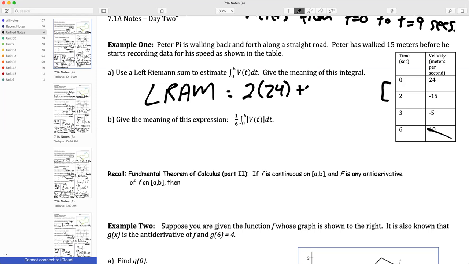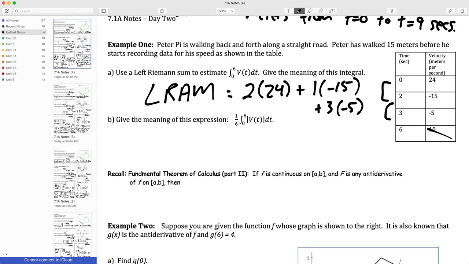The next rectangle, it goes from 2 to 3. Therefore, the width is 1. And the height is negative 15. The last one, it goes from 3 to 6. So I have 3 times negative 5. That's my Riemann sum. Leave it there.